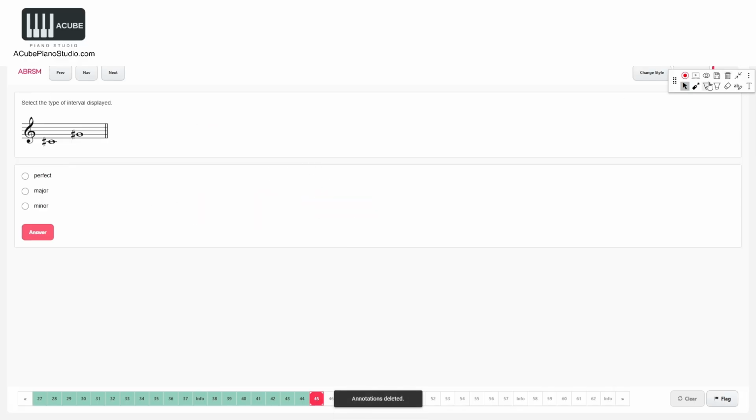Next, C sharp to G sharp. C, D, E, F, G. So it's a 5th. Once you have a 5th, you cannot have major and minor. It must be perfect. So the answer is perfect.